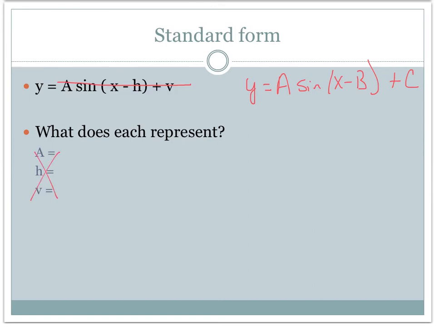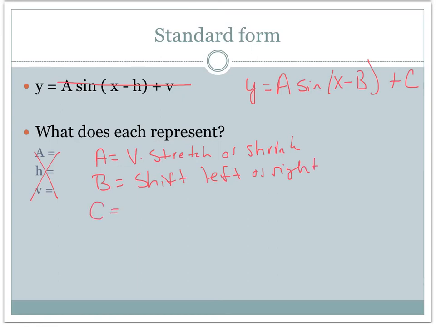Okay? There's one type of change that we don't really talk about, so I'm not going to include it. So a is equal to a vertical stretch or shrink, right? B is a shift left or right, and C is a shift up or down. Okay? So those are what each one of those letters does.